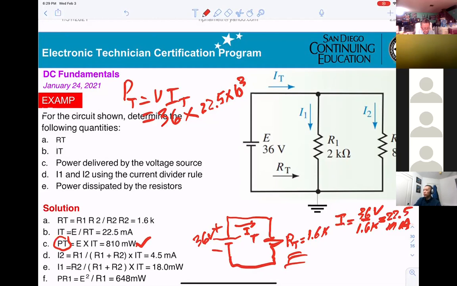And then if you want to calculate the I2, they're using a voltage divider. However, it's an easy one: you can get 36 volt here, and you get the resistor here. You can easily calculate the current I2. 36 divided by 8. Same thing for I1.